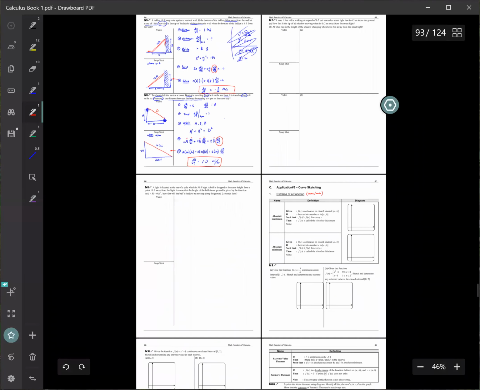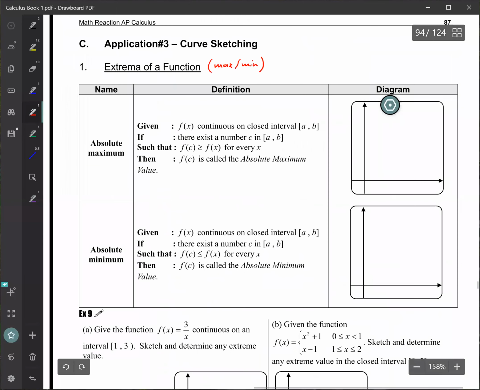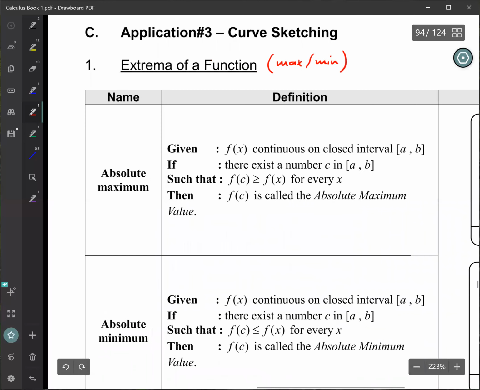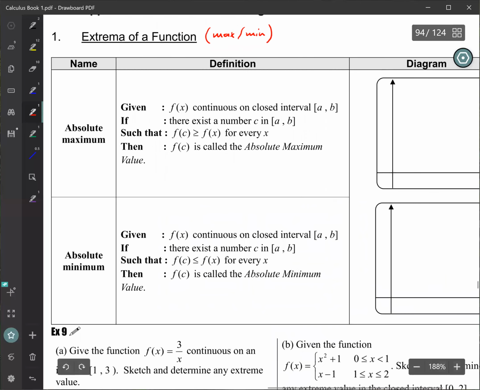So let's go back to curve sketching, part 1. Here you just need to know the terms. Maximum, we have the absolute max and absolute minimum, okay? So let's go through the definition. Here I give you a function. It has to be continuous, so please underline that, on the closed interval. This is the key, must be closed. When we talk about absolute maximum, it has to be a closed interval.